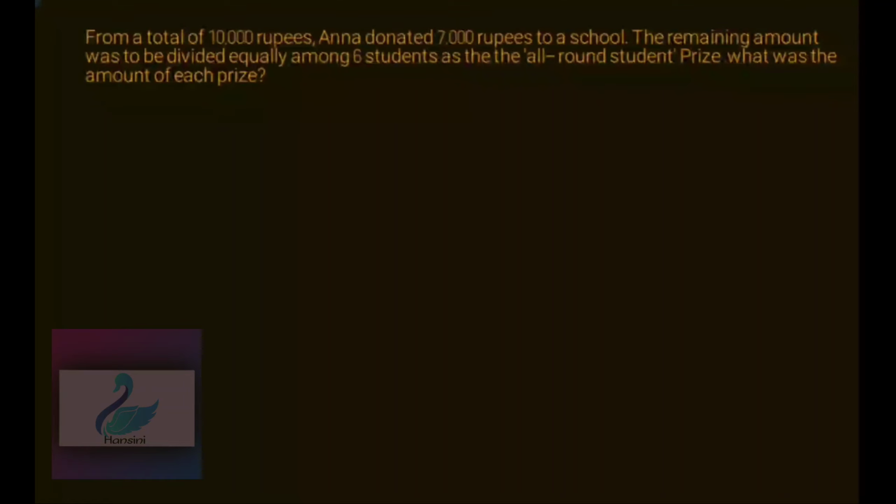Now we will solve the first sum. So we will read the question. From a total of 10,000 rupees, Anna donated 7,000 rupees to a school. The remaining amount was to be divided equally among 6 students as the all-round student prize. What was the amount of each prize? So now read the question carefully. Everything is given in the question. We will write the given.